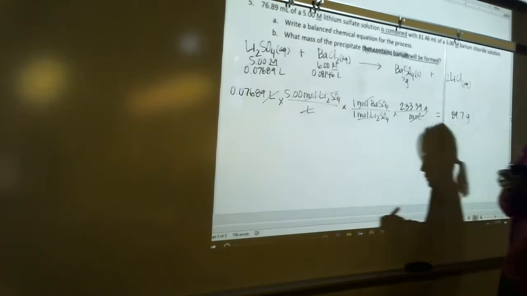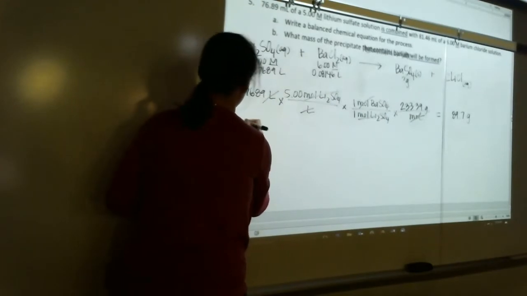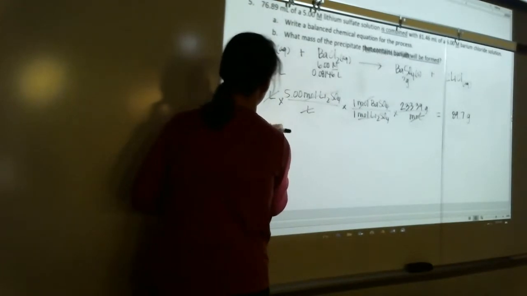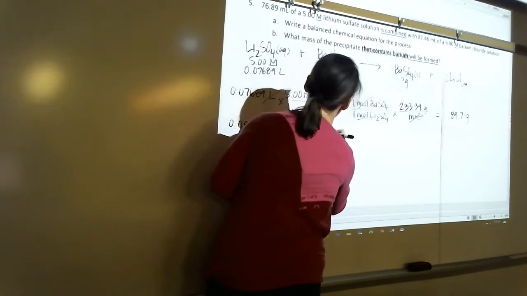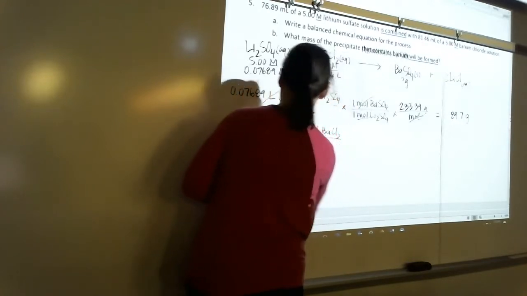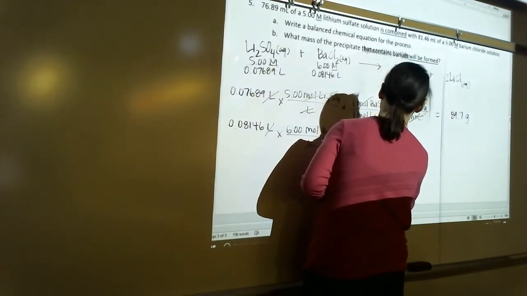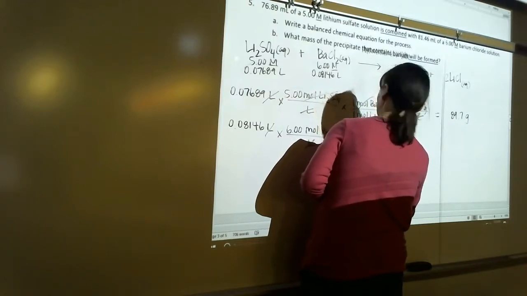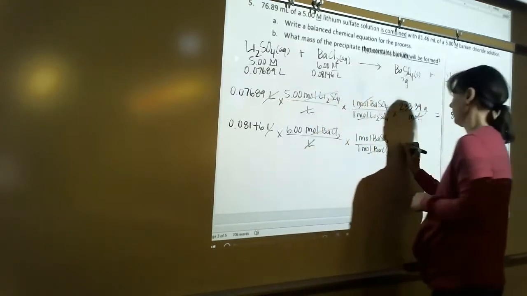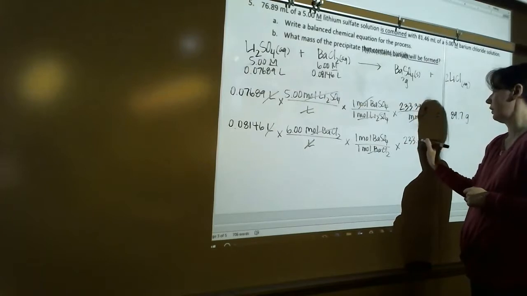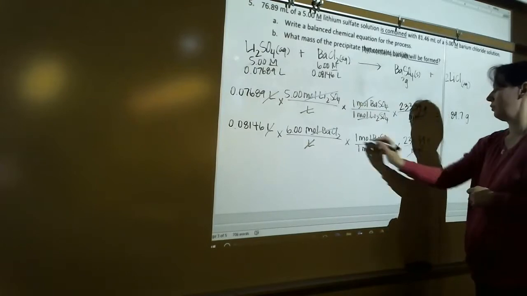We've got to do it again because we don't know who the limiting reagent is. So volume in liters, 6 molar. Liters cancel. Still 1 to 1. Moles cancel. Don't have to calculate that molar mass again. Once you calculated it once, that's good enough. Moles cancel.